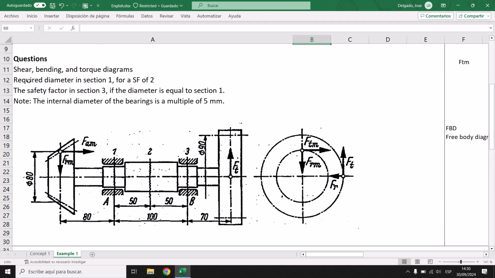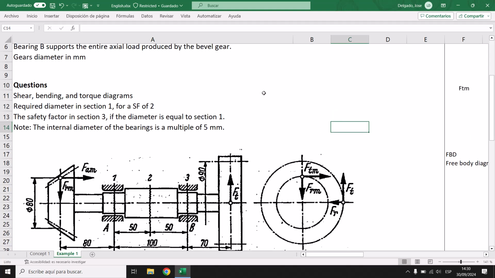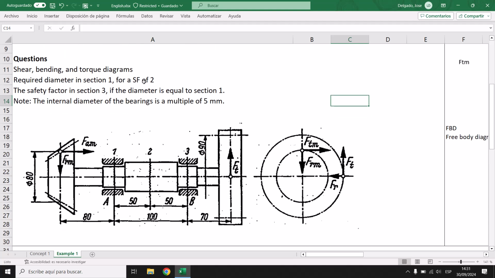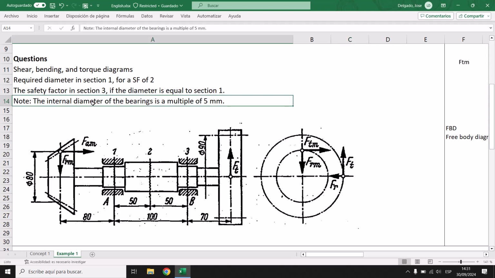The question for us: we are gonna make the shear, bending, and torque diagrams that we have here, and find the required diameter in section 1 for a safety factor of 2. Then the safety factor in section 3, if the diameter is equal to section 1. Note that the interval of the diameter variation is a multiple of 5.